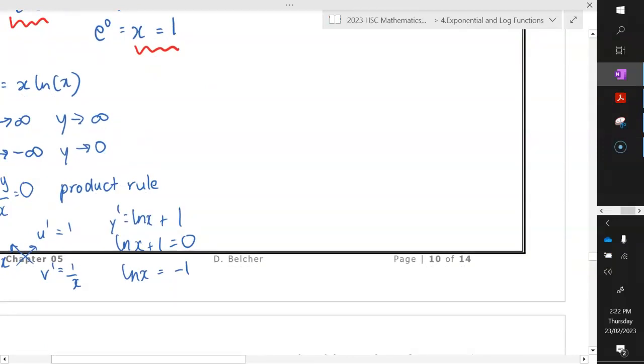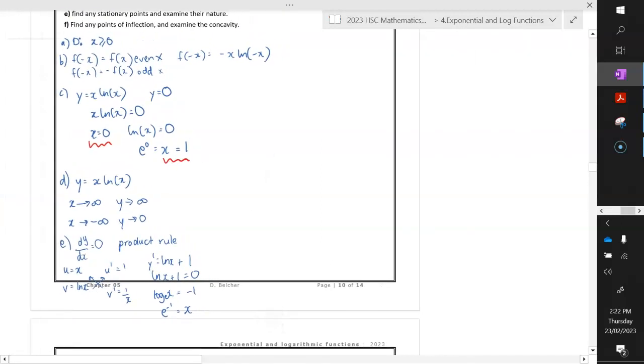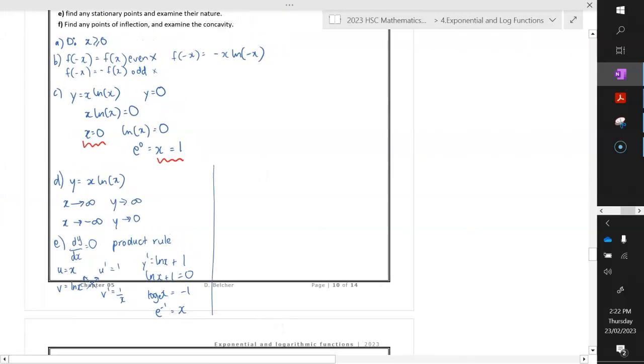Remembering that ln of x, if you don't want to write it like that, is still log of base e, and that might help you change this around a little bit. Log of base e, how can I write that as an exponential? That's written as e to the minus 1 is equal to x. So 1 over e would be an x value for our stationary point. Let's just move up here a little bit. So if x is 1 over e, what would y be? Y would be equal to x. Oops, sorry, not x, because x is 1 over e.